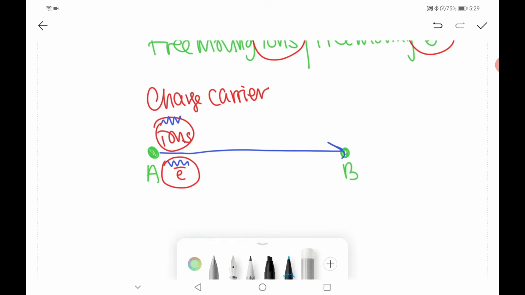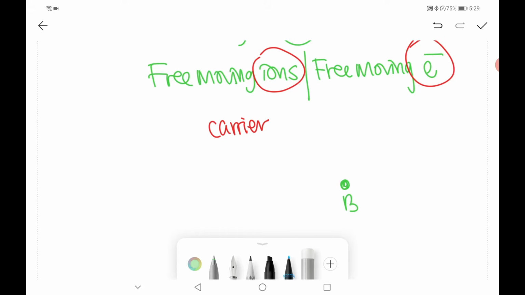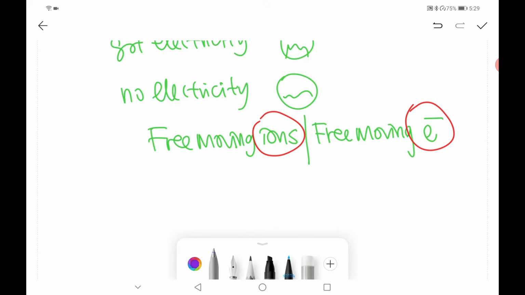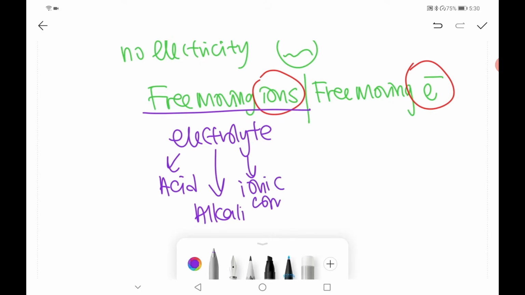So always remember, if you want to conduct electricity, you need free moving ions or free moving electrons. And most importantly, when should we use free moving ions, and when should we use free moving electrons? We use free moving ions when we talk about electric conductivity of electrolytes. An electrolyte can be an acid, an alkali, or an ionic compound. So when you want to explain why acid, alkali, or ionic compound can conduct electricity, we use free moving ions to explain.